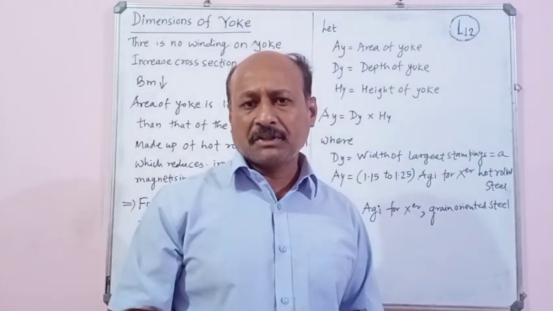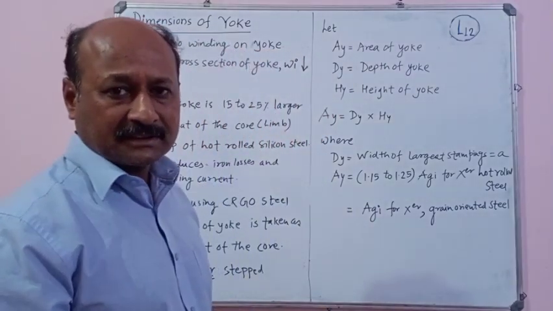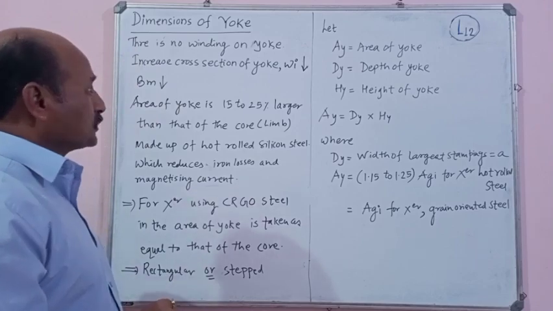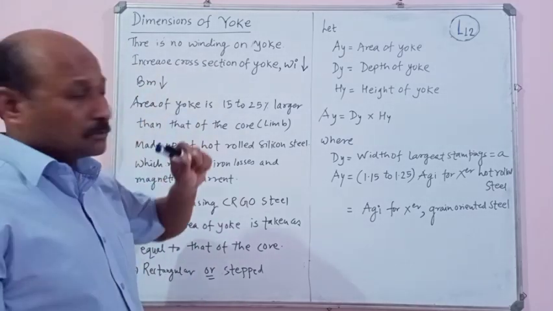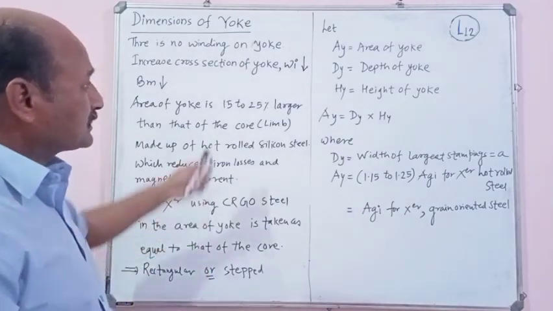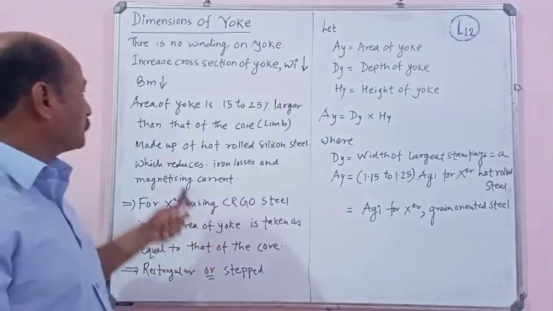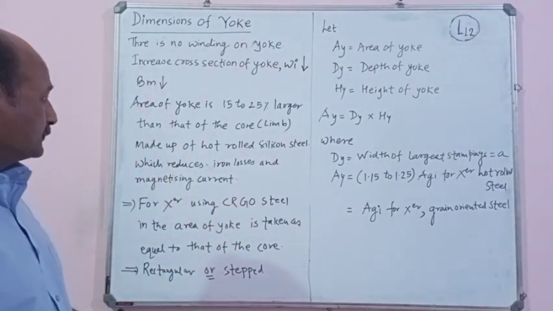So what does it mean? The yoke does not consist of any winding, so there is no winding on the yoke. But if we increase the area of the cross section of the yoke, what happens? The iron losses decrease, which decreases the flux density.